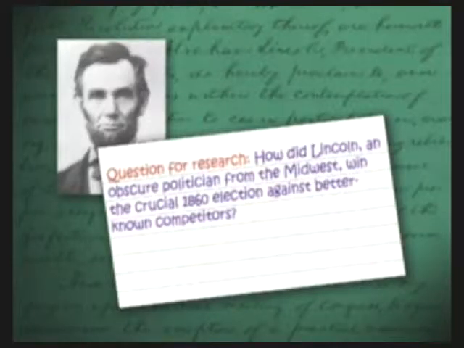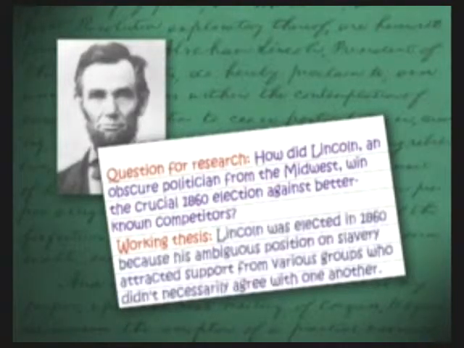In response to this question, we also developed a working thesis, a possible answer which we could test through our research. Here was our working thesis. Lincoln was elected in 1860 because his ambiguous position on slavery attracted support from various groups who didn't necessarily agree with one another. Now, this working thesis provided a reasonable basis for conducting our research into the topic.